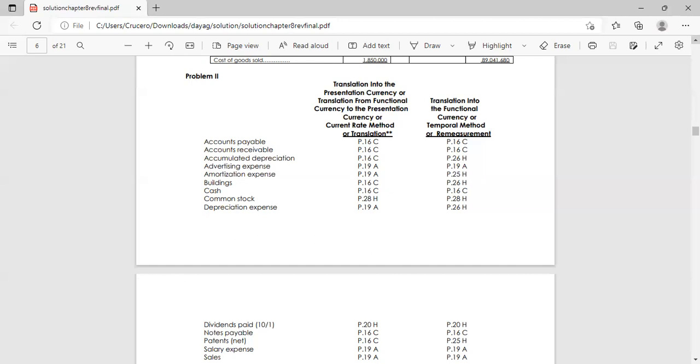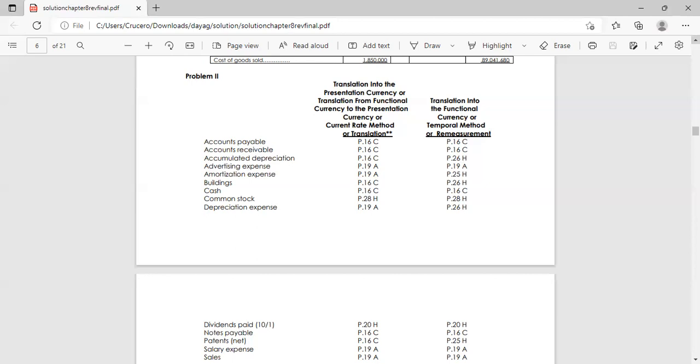It's the current or the closing rate on December 31, 20x9. And we are using this because your accounts receivable and accounts payable are both monetary items. Next item is accumulated depreciation.